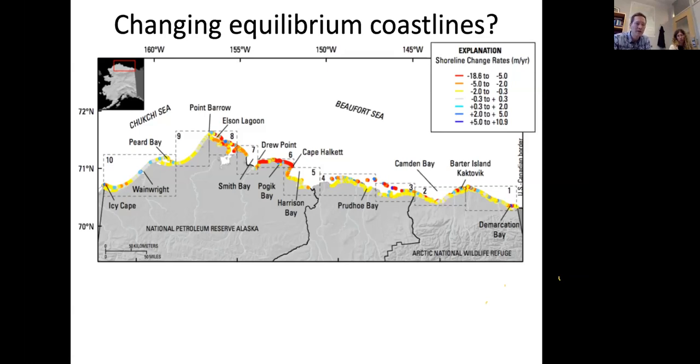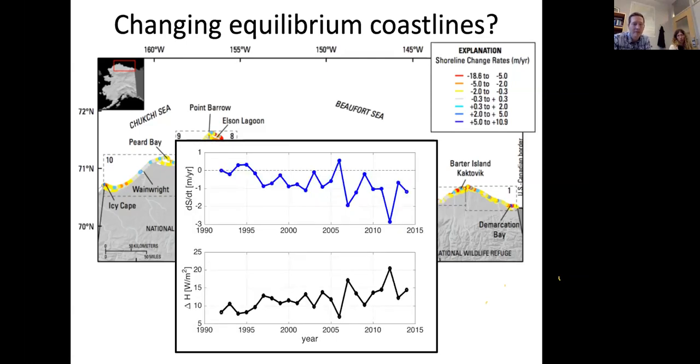And so we've only just started on that, but I'll show you a preliminary result. It's not something ready for publication yet, but it's fun to show. In this result, the bottom panel is the change in the wave energy from that wave hindcast. And so the waves are increasing from the 90s until present day. And then the top panel is the shoreline retreat rate in meters per year.